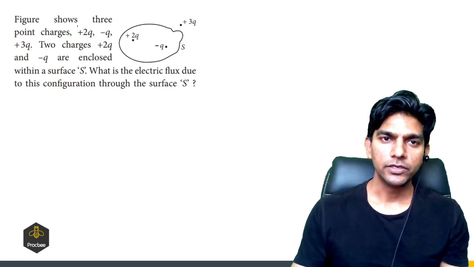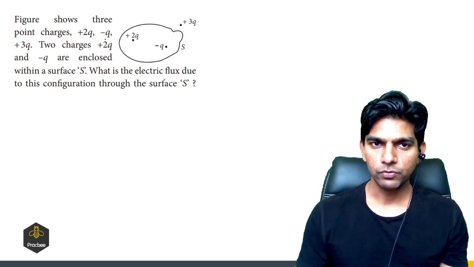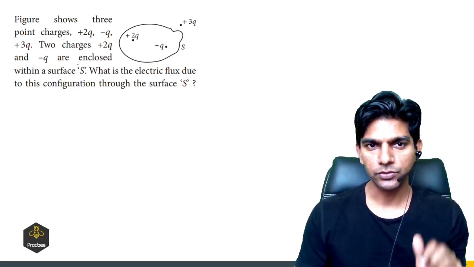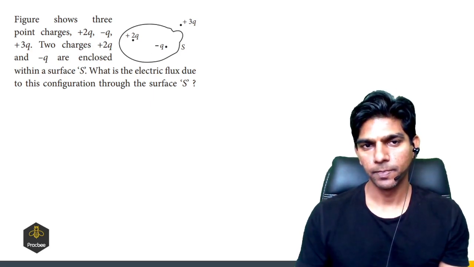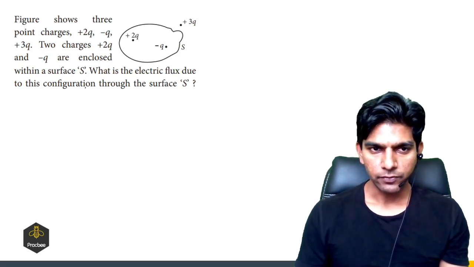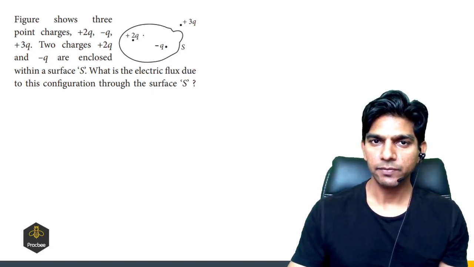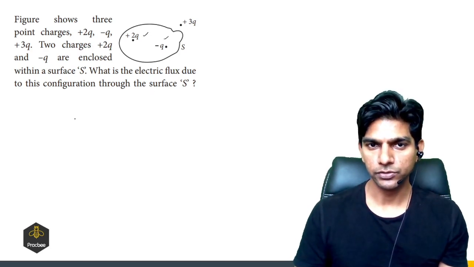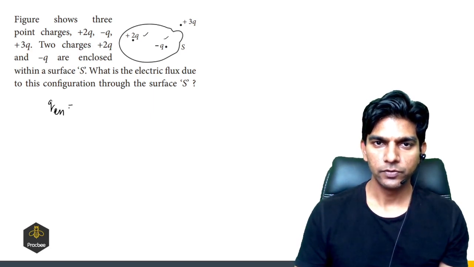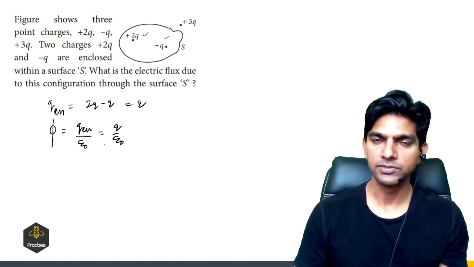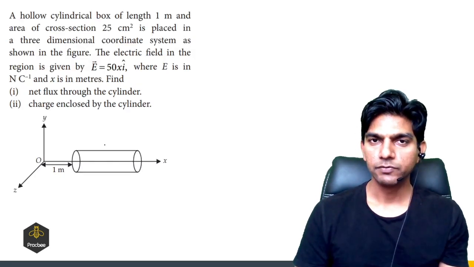Figure shows 3 point charges plus 2q, minus q, plus 3q, and 2 charges, plus 2q and minus q, are enclosed within the surfaces. What is the electric flux due to this configuration through the surfaces? Very easy question. We have to simply add up the charges which are enclosed. So q enclosed will be 2q minus q, that will be q. So flux will be q enclosed by epsilon naught, so it will be q by epsilon naught. Right, now let us see one more case.